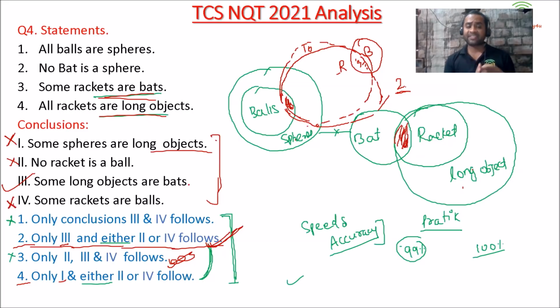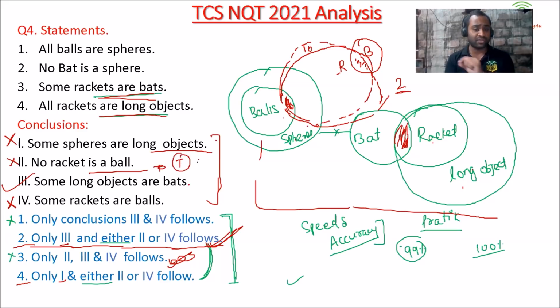So the basics have to be very, very clear. Then only you will understand, because a person can draw two diagrams. But most of you will say, no racket is a ball. So sir, racket is here and ball is here. There is no relation. So this will be true. No, this will not be true. Most of you will say this is true. No, this is not true, because we can have multiple diagrams based on the statements, and we will see that the direct relation between racket and ball is not given. So we cannot conclude it is true or false.